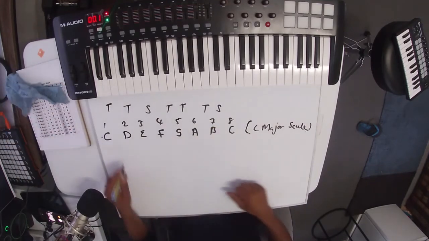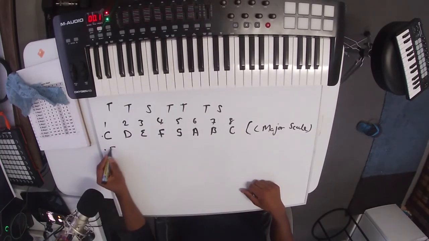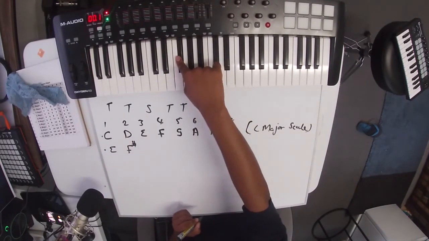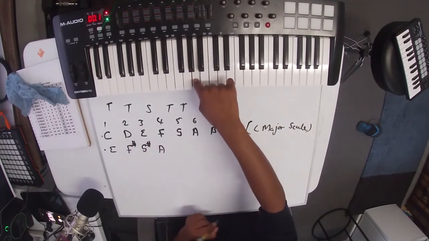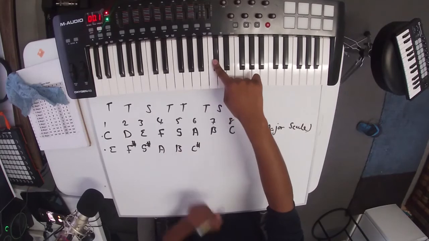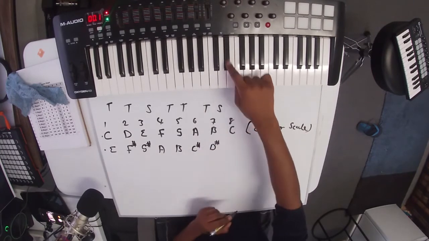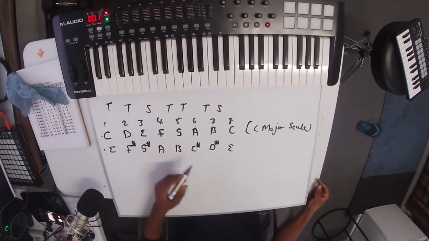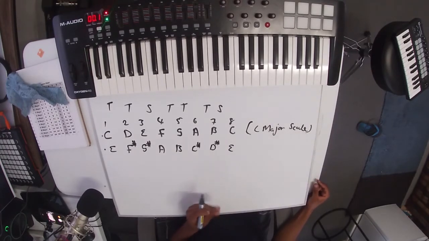Alright, let's choose another one. Random. Let's go for E. Right? E. Tone. Okay. It's an F sharp. Tone. Semitone. Tone. Tone. That's an E. Okay, so we've got E, F sharp, G sharp, A, B, C sharp, D sharp, E. Okay, let's choose another random one.